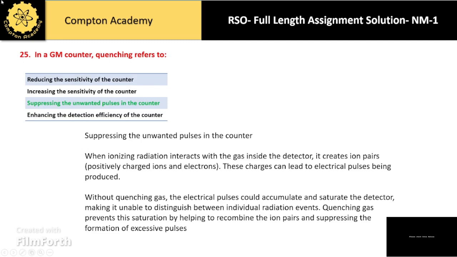And the question number 25 is, in GM counter, quenching is referred to. In GM counter, quenching is referred to suppress the unwanted pulse in the counter. When we do not use the quenching gas, without quenching, the electric pulse could accumulate and saturate the detector, making it unable to distinguish between the individual radiation events. So quenching gases prevent saturation by helping the recombination of the ion pairs and suppressing the formation of excessive pulses.